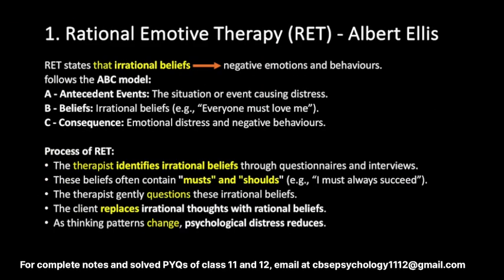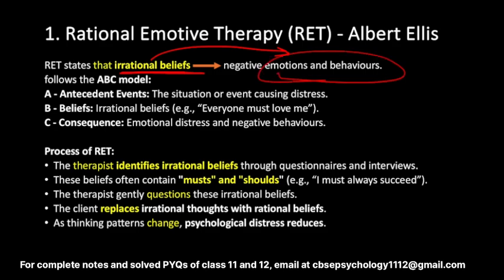Now, what is RET? It states that irrational beliefs, which are false beliefs that might not have any basis in reality, can lead to negative emotions and behaviors. So here an ABC model is used. The client is taught to identify the antecedents, the situations in which the person feels distress. Then B is the beliefs. They are taught to identify their irrational beliefs, for example, statements like everyone must love me or everyone hates me.